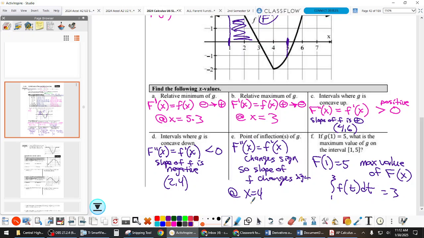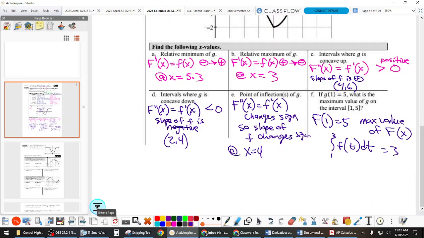Oh, but hold on. But F of 1 is 5. Yeah, we have to add 5 to that. Oh, yes. Sorry about that. We would add 5. Oh, because it's like it starts with 5, kind of idea, right?